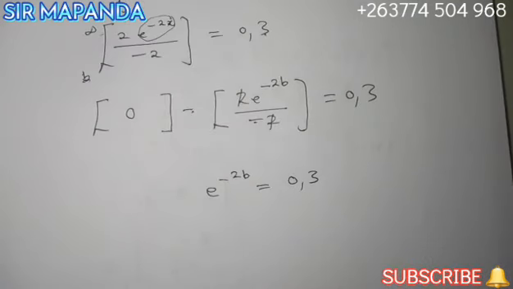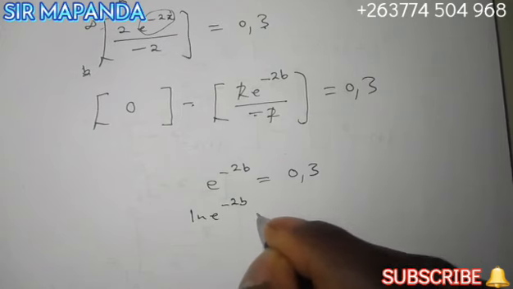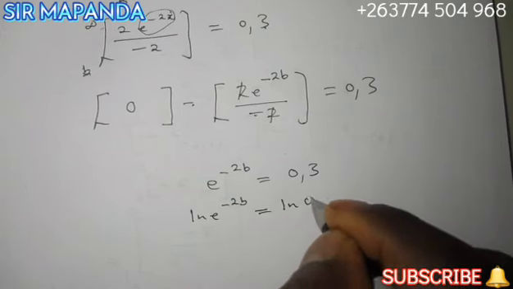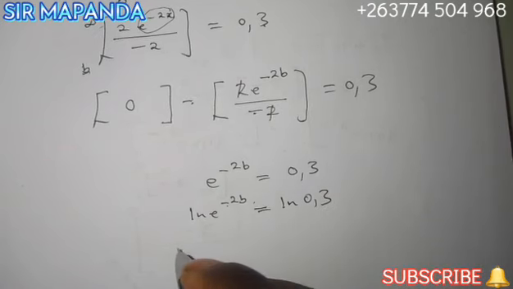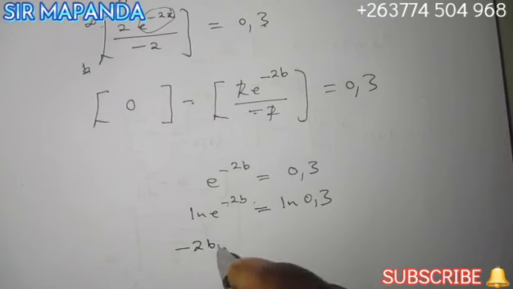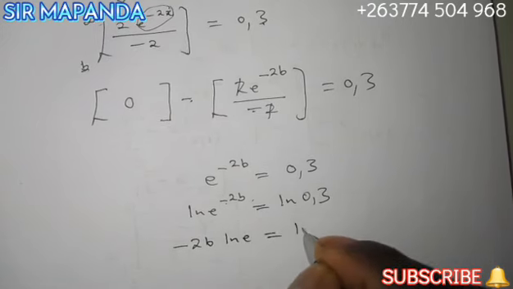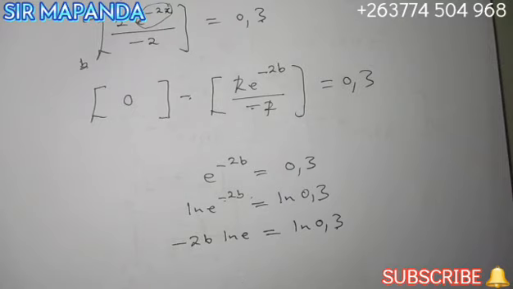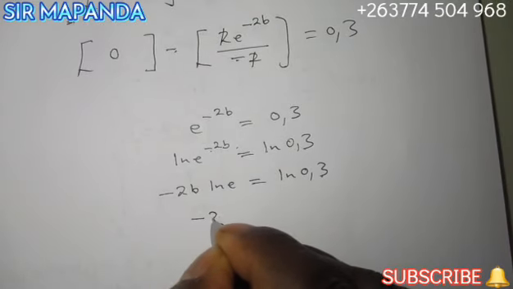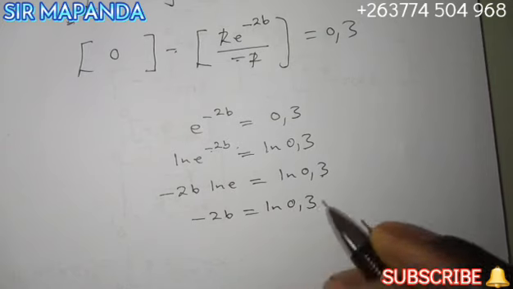So take ln both sides. ln e to the power of minus 2b equals ln 0.3. Bring minus 2b down. You get minus 2b ln e equals ln 0.3. I hope you are following. So since ln e is as good as 1, you now have minus 2b equals ln 0.3.